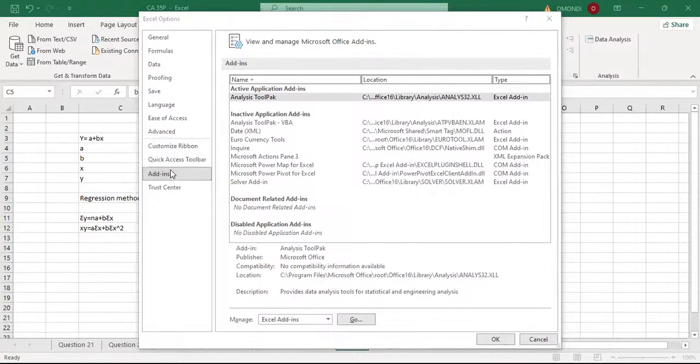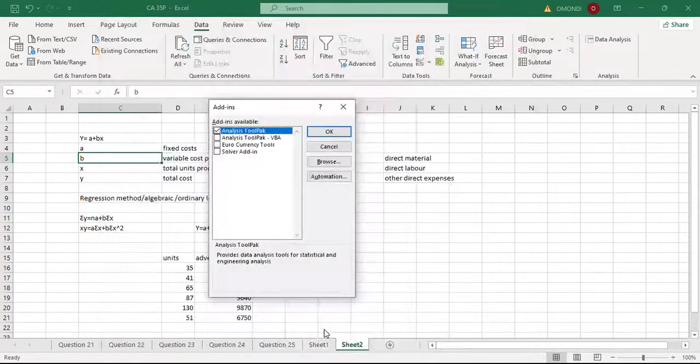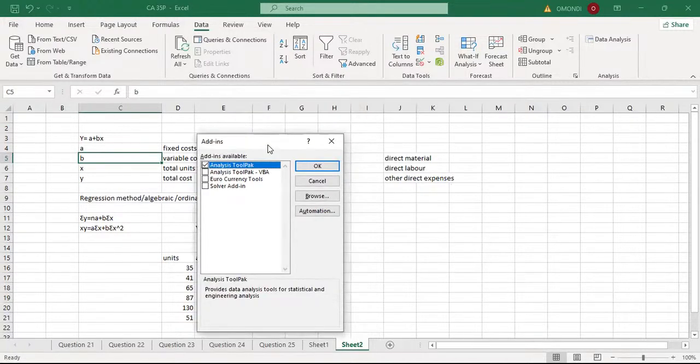So we were at this point. We move to Add-ins. Once you get to Add-ins, you will be able to see this window there. So we go to this key here, Go. Let's pick the option of Go. Then it takes us to this part.